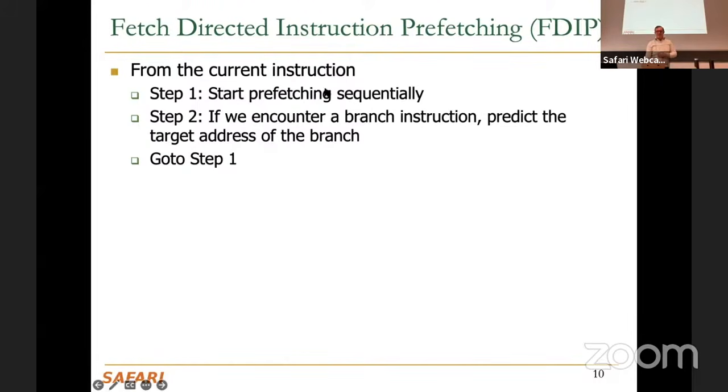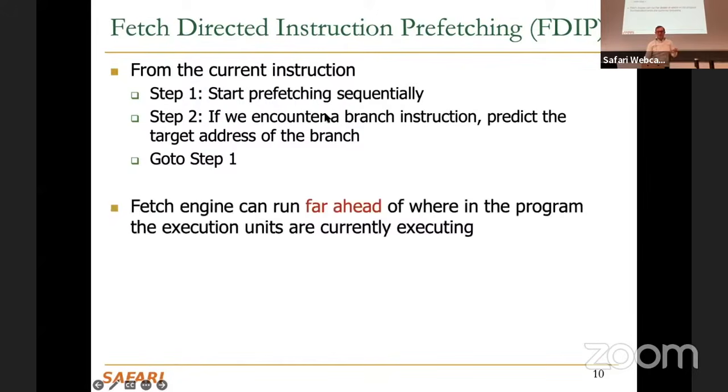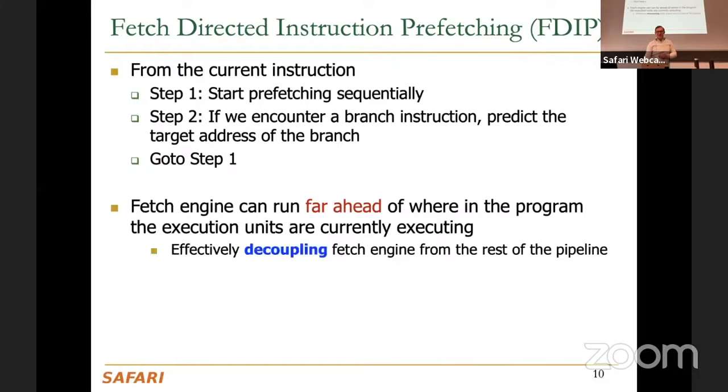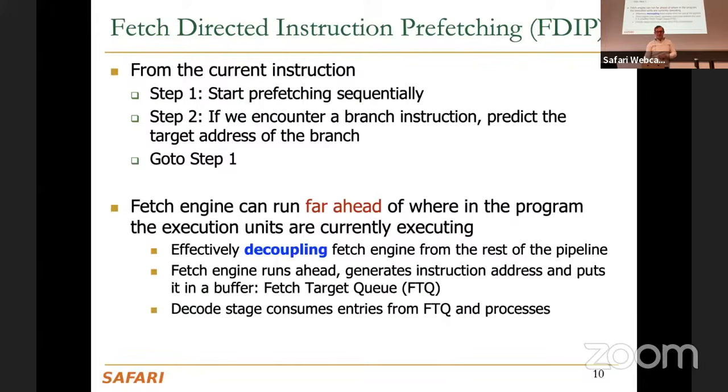Okay, so basically, I think I've already said this. From the current instruction, you start prefetching sequentially. If you encounter a branch instruction, predict the target address of the branch and keep prefetching sequentially until you encounter another branch. This way, the fetch engine can run far ahead of where in the program the execution units are currently executing. And as I said, this is decoupling the fetch engine from the rest of the pipeline.